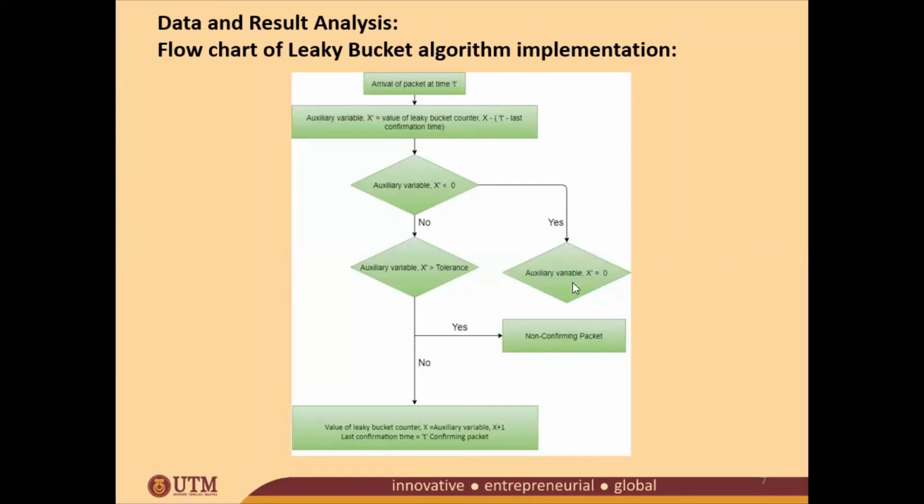0 or not. If it is yes, then auxiliary variable x dash will be equal to 0. And if it is not, then it will go to the further condition check, which is whether auxiliary variable x dash is going to be greater than tolerance or not. If it is yes, then it is a non-conforming packet. And if it is not, then the value of leaky bucket counter x equals auxiliary variable x dash plus 1, and last confirmation time equals t, a conforming packet.